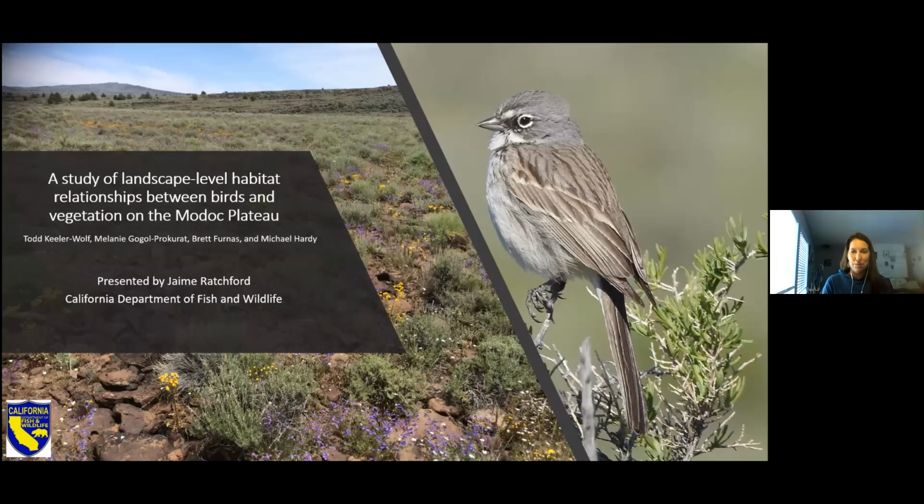My name is Jamie Ratchford. I work for the California Department of Fish and Wildlife as a vegetation ecologist. And today I'm going to be talking about using fine-scale vegetation maps to examine habitat level relationships between passerines and vegetation in the Modoc Plateau.